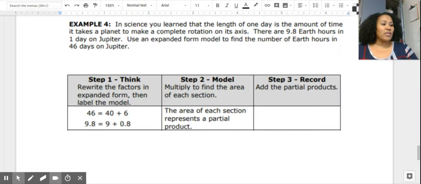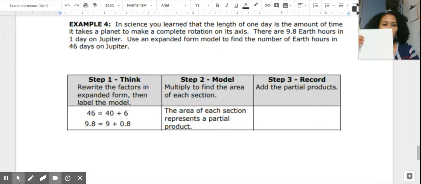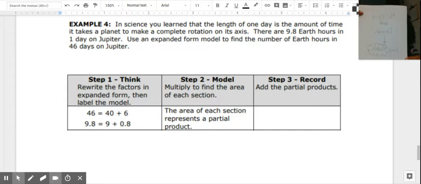Hi guys. All right, so this is the very last example that you're going to be working on. Make sure you have this foldable using models.